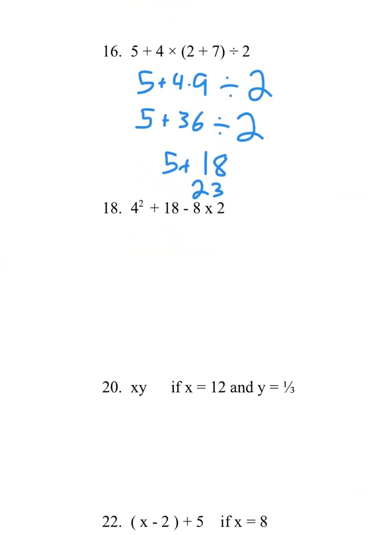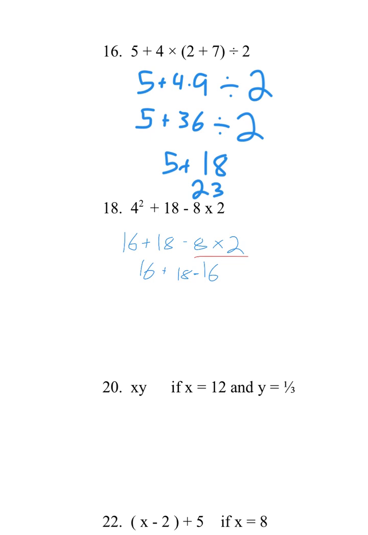Number 18, we're looking at 4 squared plus 18 minus 8 times 2. First thing we're going to do here is our exponent. 4 squared, or 4 to the second power, is going to give us 16. 16 plus 18 minus 8 times 2. So we're going to do our multiplication first to get 16. 8 times 2 is 16. So we have 16 plus 18 minus 16.